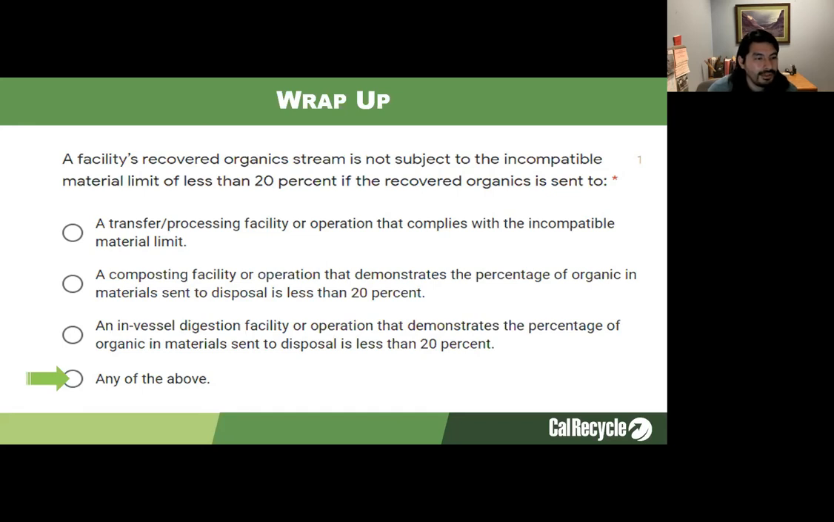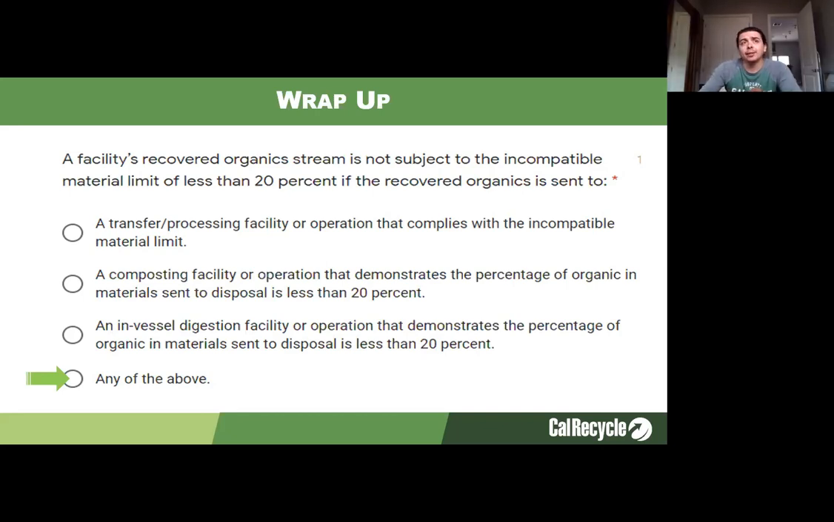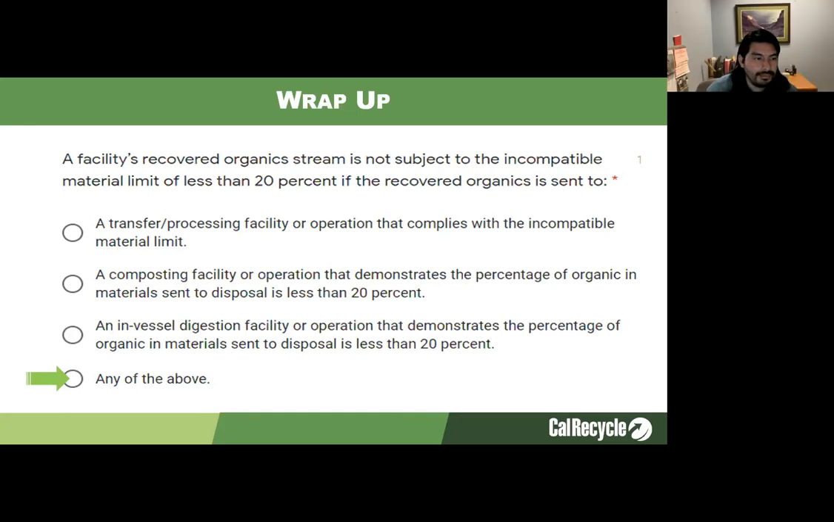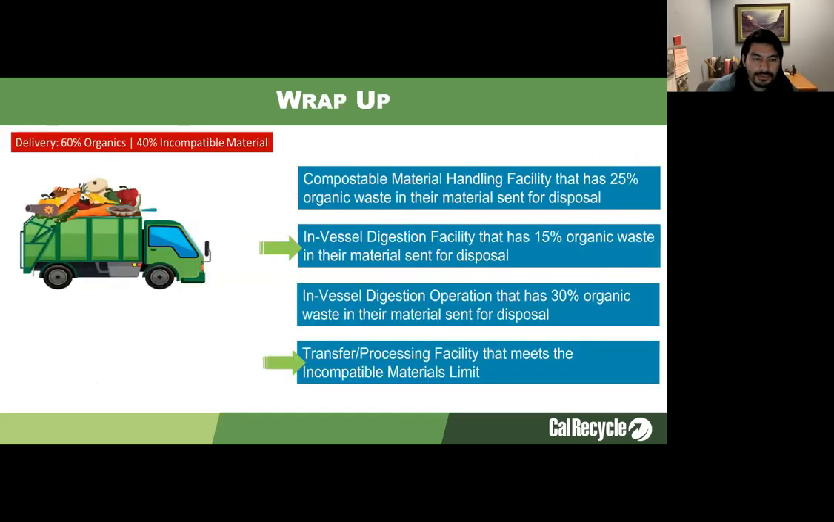So any of the above, you would select any of the above, because if a facility does not meet their incompatible material limit, so they're not getting it clean enough, they would have to send it to a transfer processor that can comply with that, or a composting or IVD facility that demonstrates that their organics in material sample disposal is less than their 20%. So how many folks got that one right? Of the 26 responses, we got 22 that got that right. So great job.